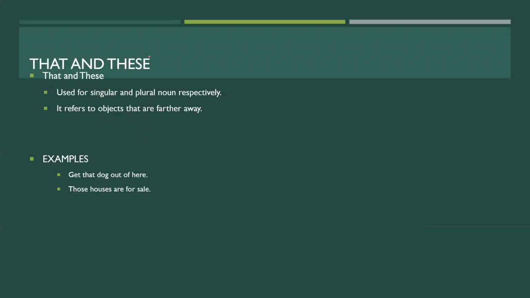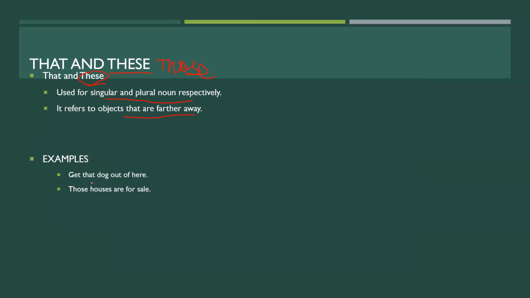Next are that and those, used for singular and plural nouns respectively, just like the previous pair. Sorry, this is those; I'll correct it here. Do not get confused with this. It refers to the object which is farther away, far from us.